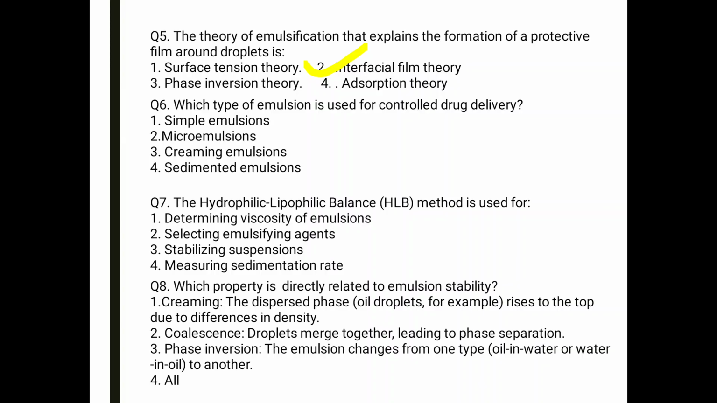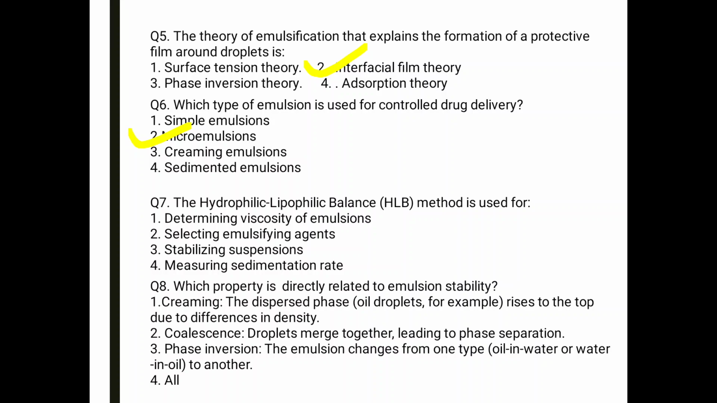Simple emulsion is not used for a controlled drug delivery system, because its droplets have the largest droplet size. So the first option is cancelled. Creaming is also not utilized. Sedimentation, where particles settle to the ground state, is also not utilized. So micro emulsion is the correct answer. In a micro emulsion the droplet size is smaller, so the droplets penetrate more. Targeted drug delivery delivers the drug to the target site, while controlled drug delivery delivers the drug in a controlled manner over a predetermined time.